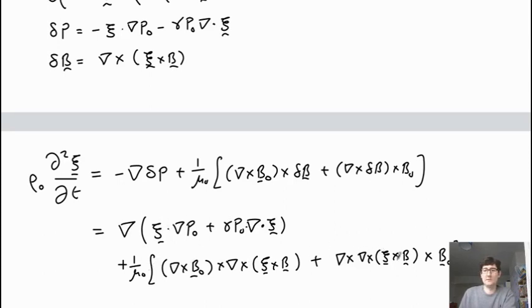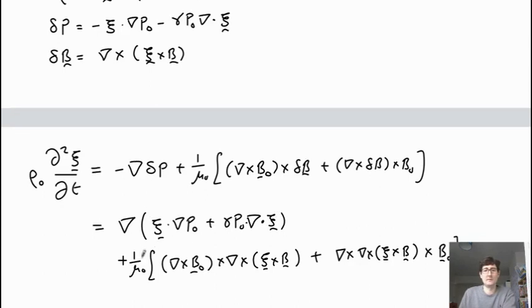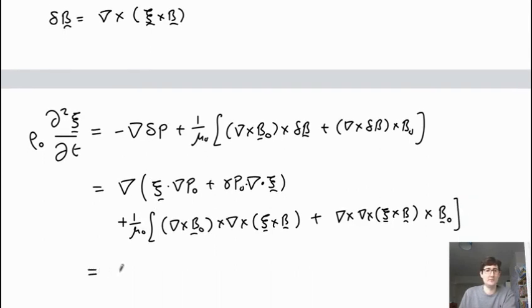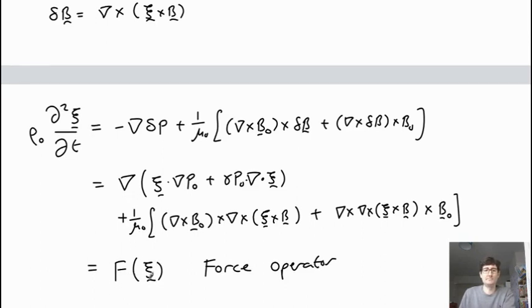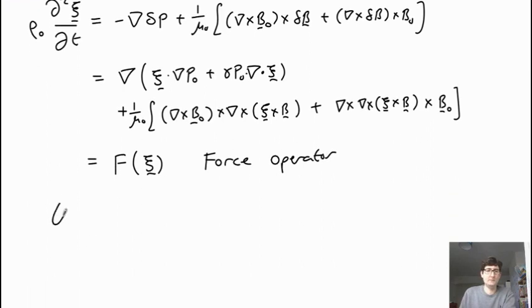You see it's quite a complicated partial differential equation, but it's all linear, so the only terms that vary are this psi, and this whole thing is just a function of psi, of the displacement, and this is the force operator. And so we now have a linear equation where the second derivative of psi in time is some linear function of psi.